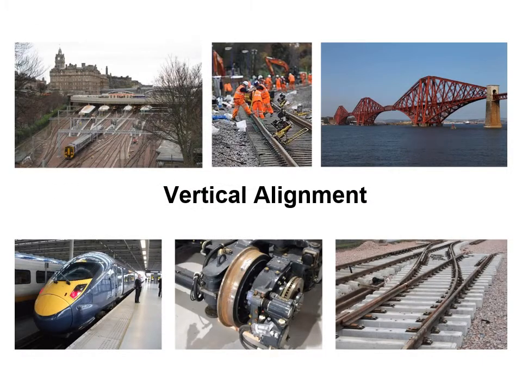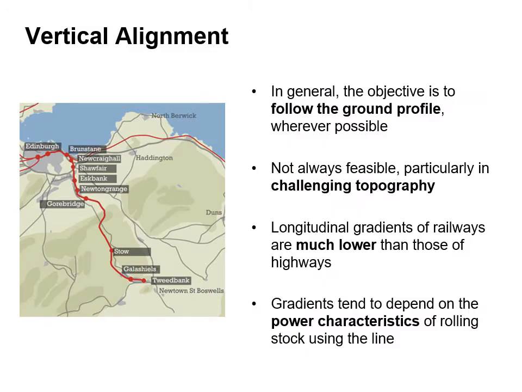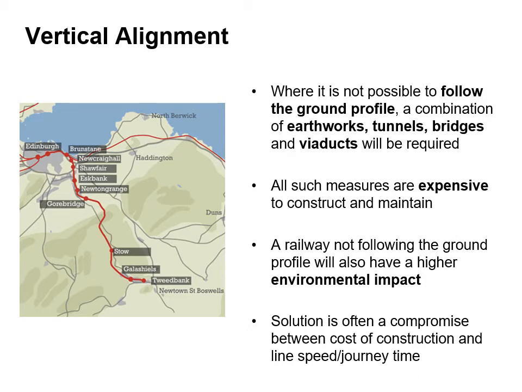So now we're going to have a look at vertical alignment design. So the general objective is to follow the ground profile wherever possible. That's not always feasible, particularly in challenging topography. Longitudinal gradients of railways are much lower than those of highways. Gradients tend to depend on the power characteristics of the rolling stock used on the line. When it's not possible to follow the ground profile, a combination of earthworks, tunnels, bridges and viaducts will be required.